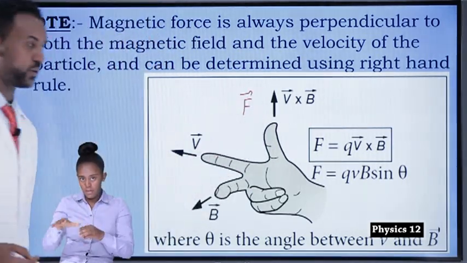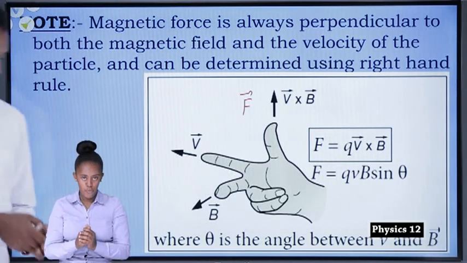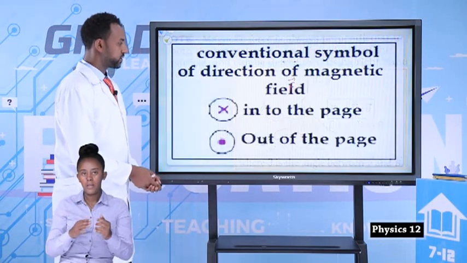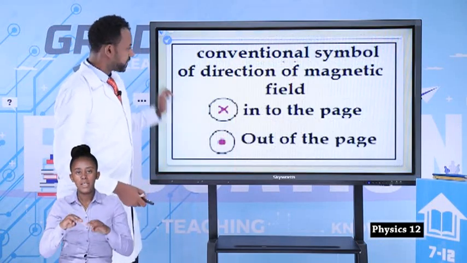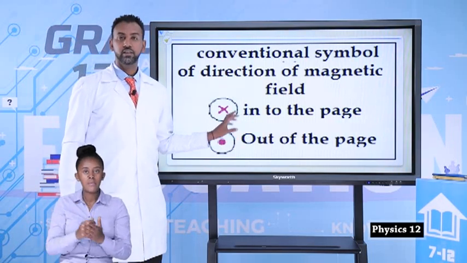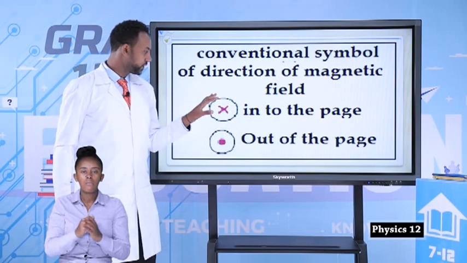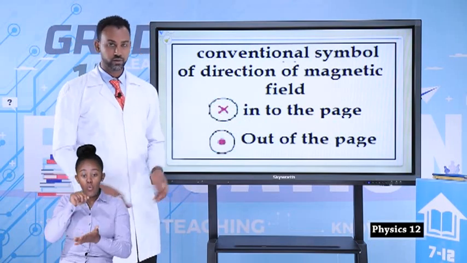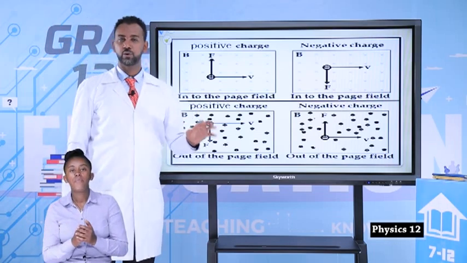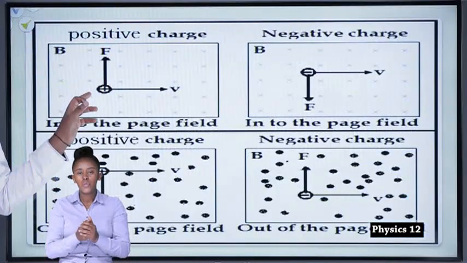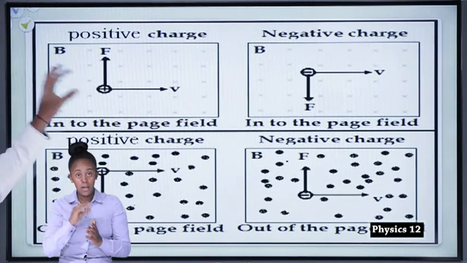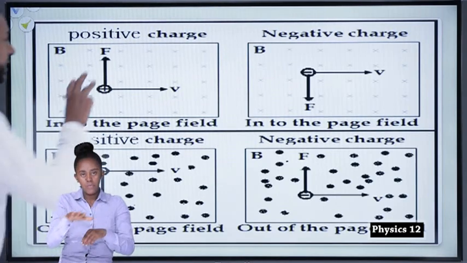This is the force. So let's try to use our right-hand rule and find the direction of the magnetic force. Previously, I mentioned that whenever you use a cross, it means the magnetic field is pointing into the page. Dot means out of the page. Students, can you try to determine the force now if a positive point charge is moving to the right, and the magnetic field is acting into the page?